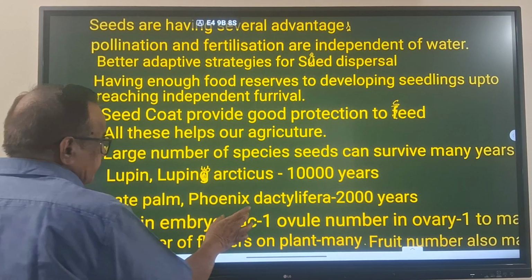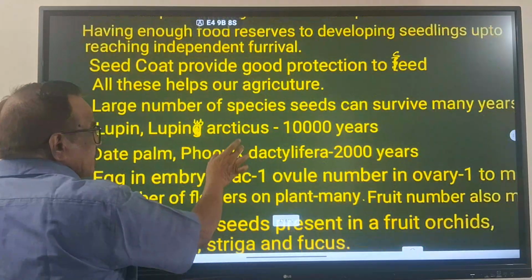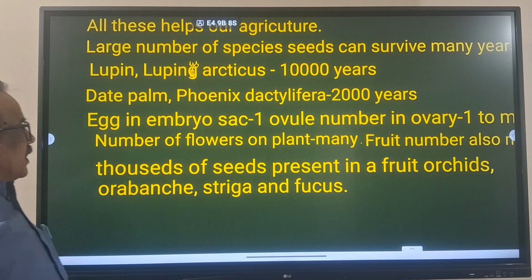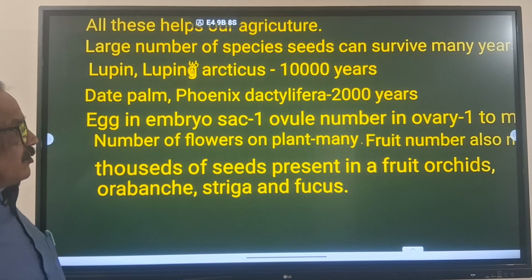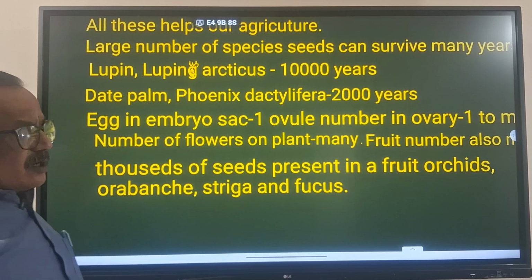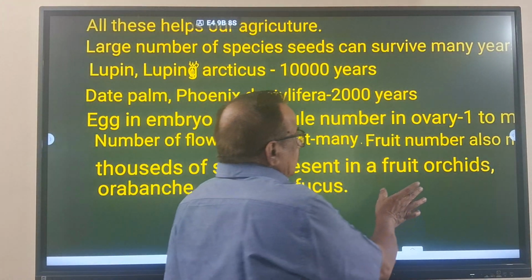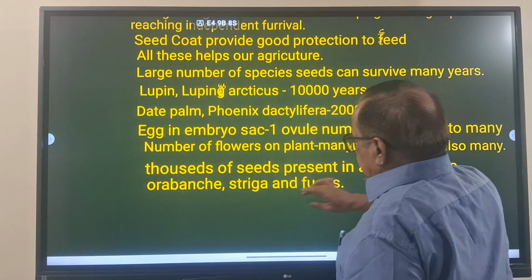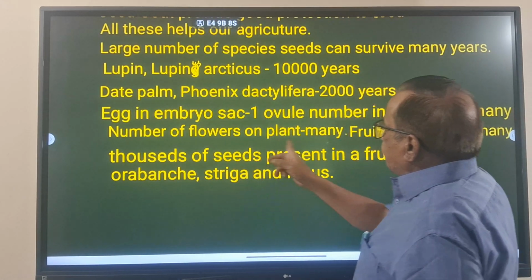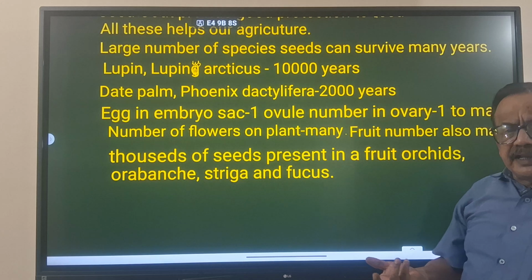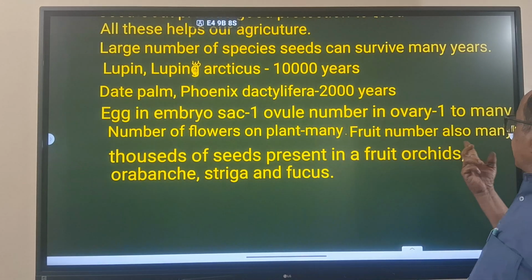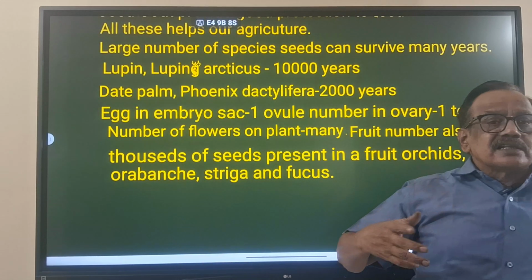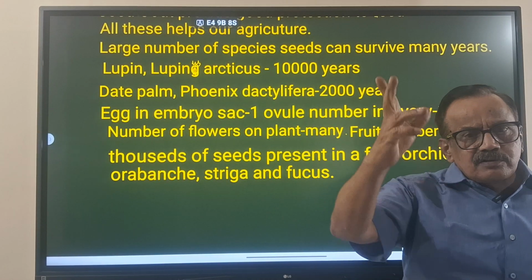Next, here he has given some questions. How many eggs are present in the embryo sac? 1. And ovule number in the ovary? 1 to many. Well, I already told you, with basal placentation there is 1 ovule only. If it is other placentation, it will be many. Number of flowers on the plant may be many, and fruit number is also many. And thousands of seeds can be formed from a single fruit.